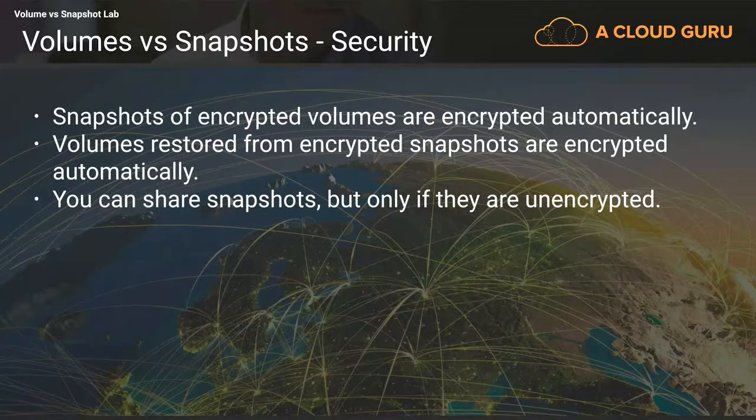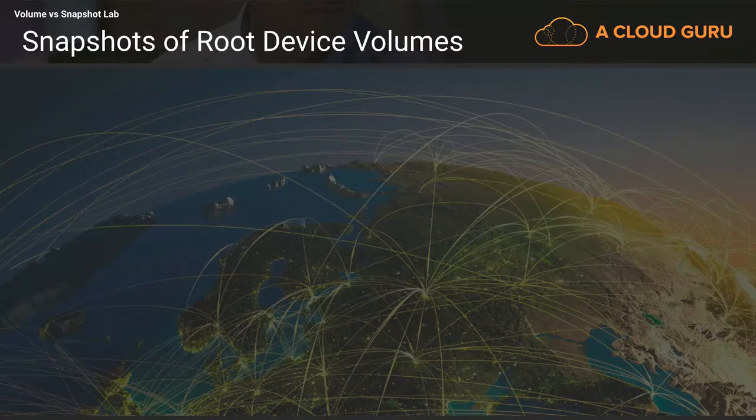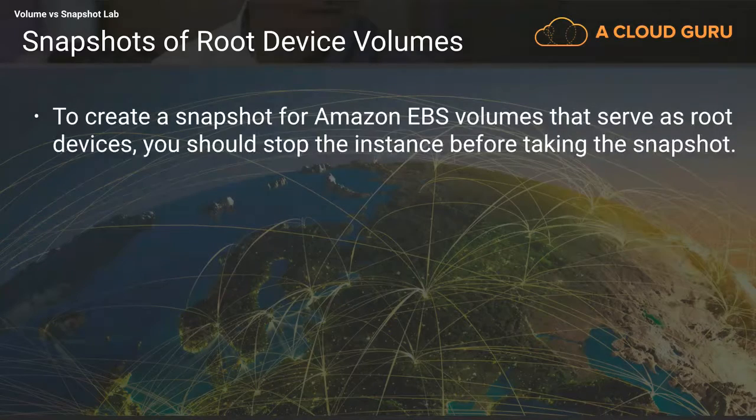You then go in and take a snapshot of that, and then you basically deploy that snapshot, and you can then encrypt the root device volumes. And then finally, these snapshots can be shared with other AWS accounts or made public, but only if they are unencrypted.